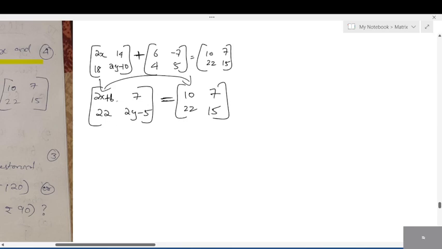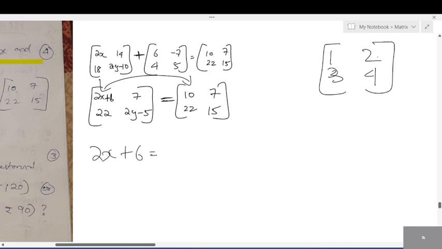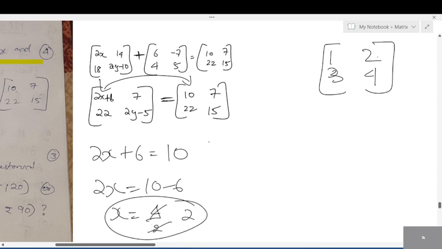Compare this, Joanna. Where is y? Y is which element? First, second, third, or fourth? This is the order, students. First element, second, third, and fourth. Okay, first element: 2x plus 6 is equal to what? 10. Tell me the value of x. How do you solve x? 10 minus 6. X is equal to 2.